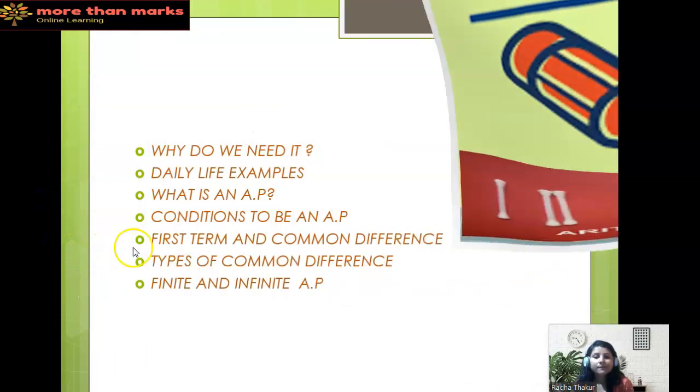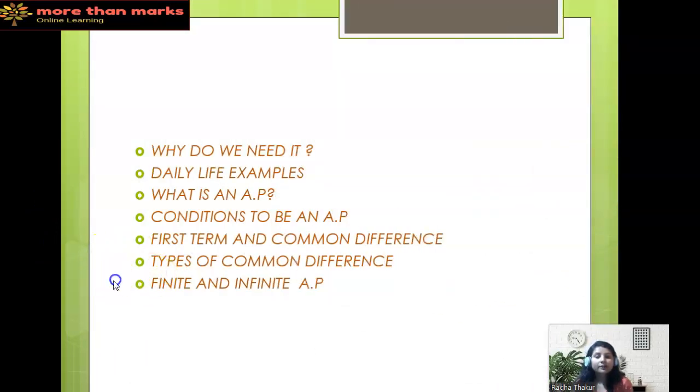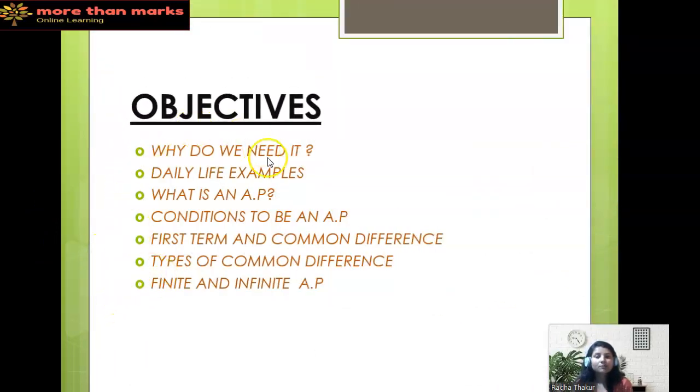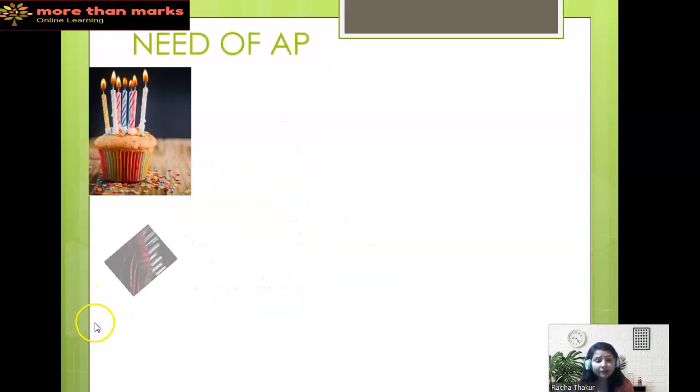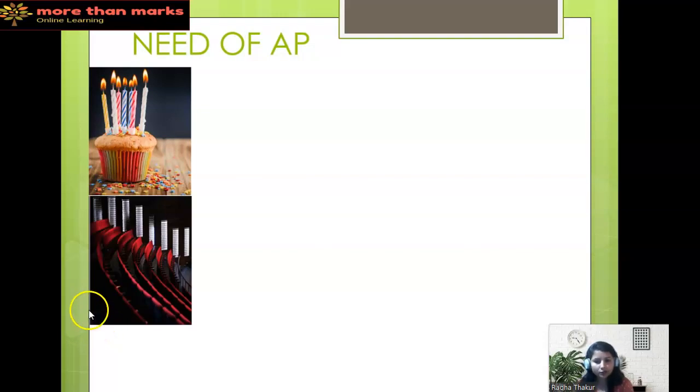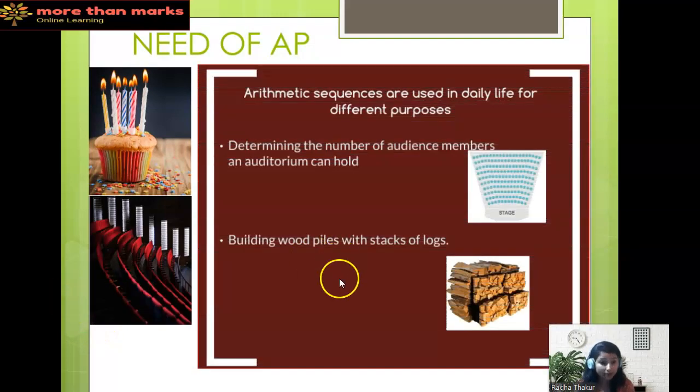So what are the objectives of this class? Why we need it, daily life examples, and conditions to be an AP. We are going to discuss all these things. Next, the need of an AP. Why do we study it? As we are doing math and we are in More Than Marks, thinking beyond marks, we need to know why we are learning the AP series. What is its use? Let's consider these examples.